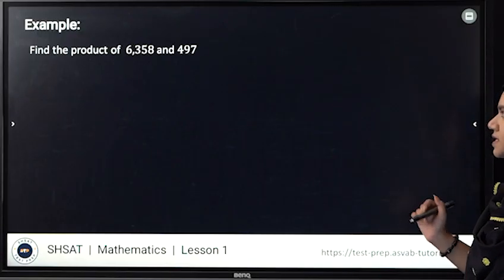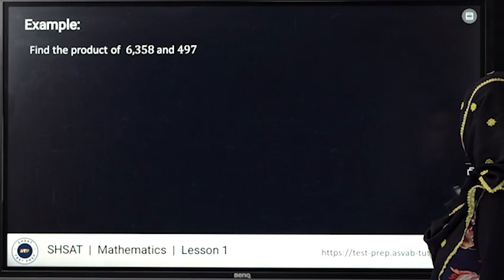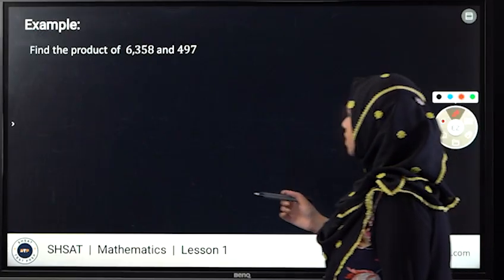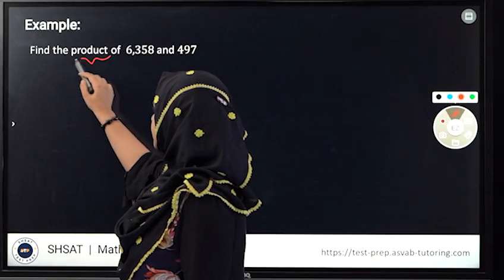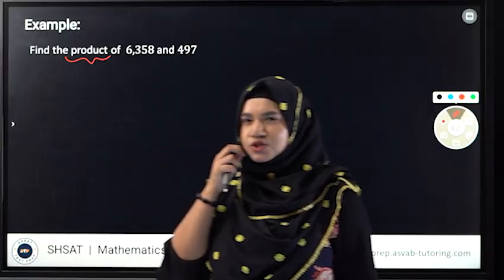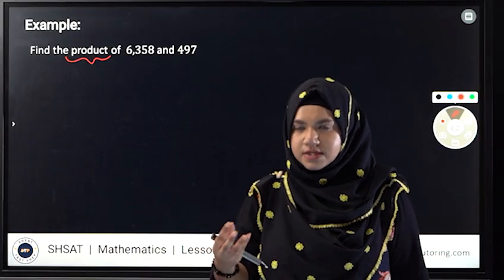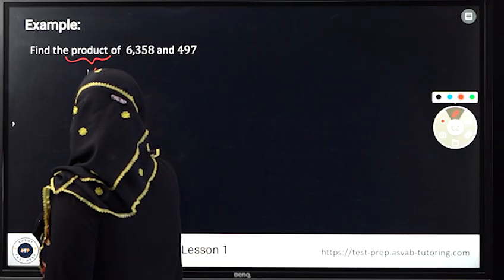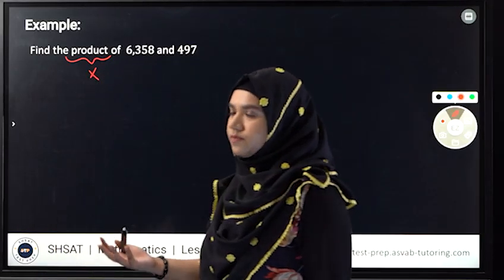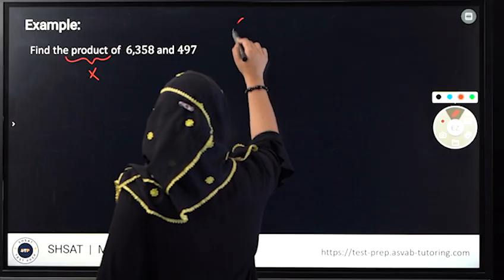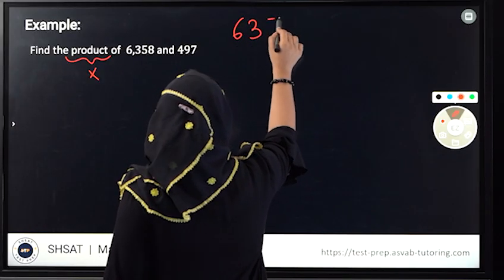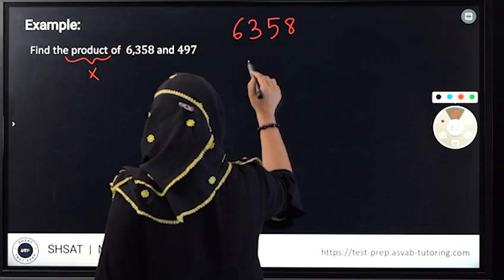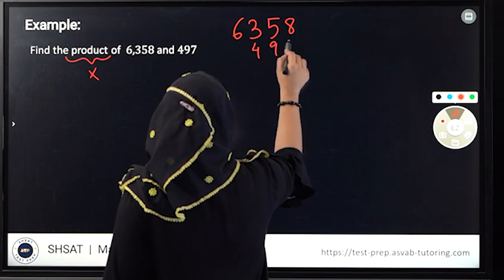Find the product of 6358 and 497. It's a similar type of question, but if you're not aware of what the word product means, in basic English terms, product means goods or services or things that we see, right? But in mathematics, product is once again multiplication. So this means that just like the one that we did before, we are supposed to multiply 6358 with 497.